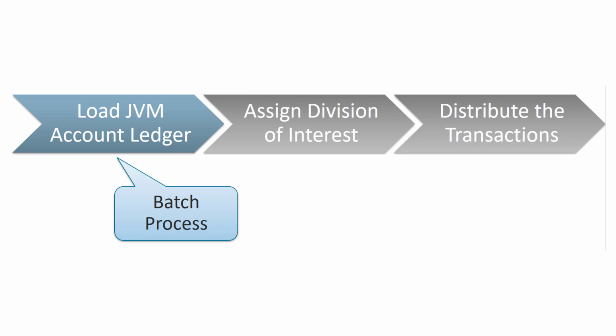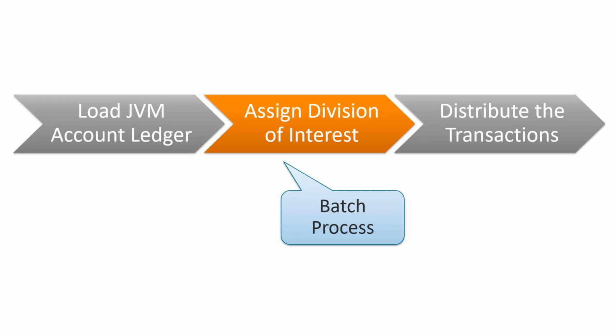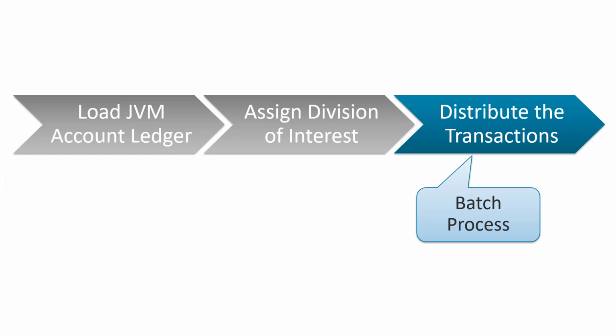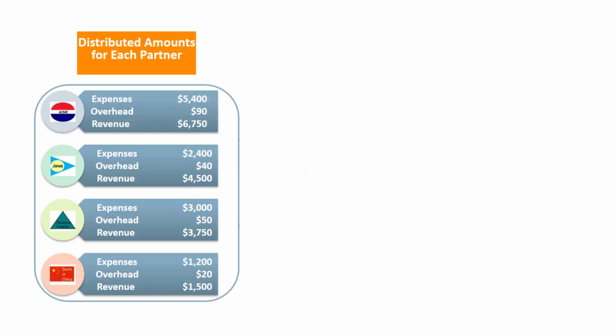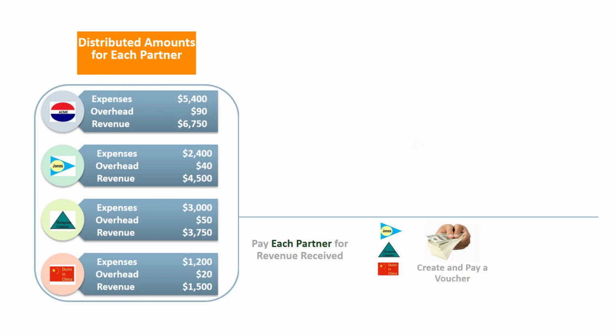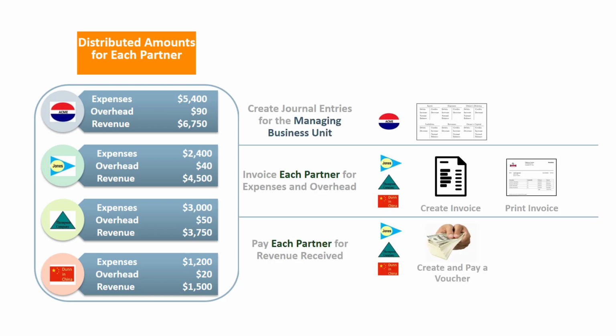After you have loaded the account ledger transactions to the joint venture management system and assigned DOIs to the transactions, you are ready to distribute the transaction amounts to the partners based upon the DOI assigned to each transaction. The distribution process creates distribution records of each transaction for each partner in the system.